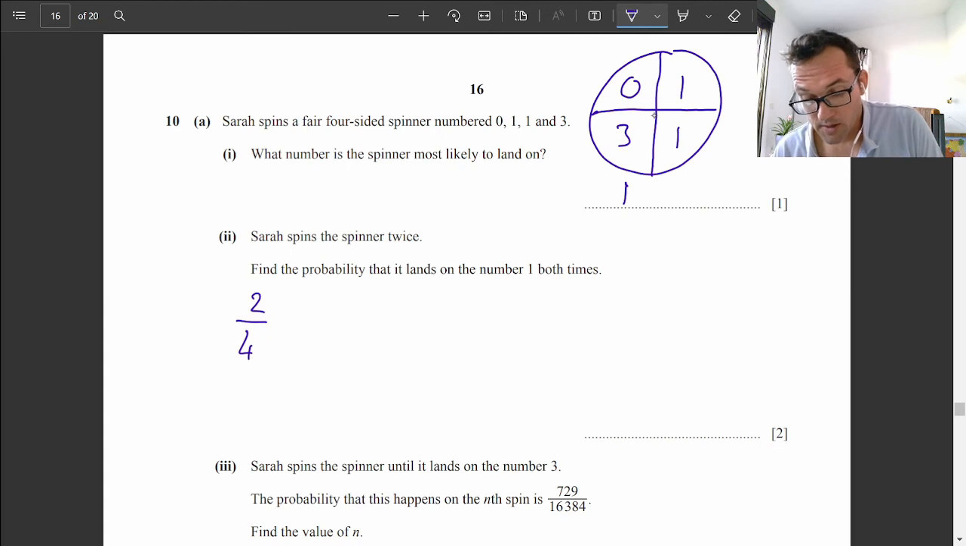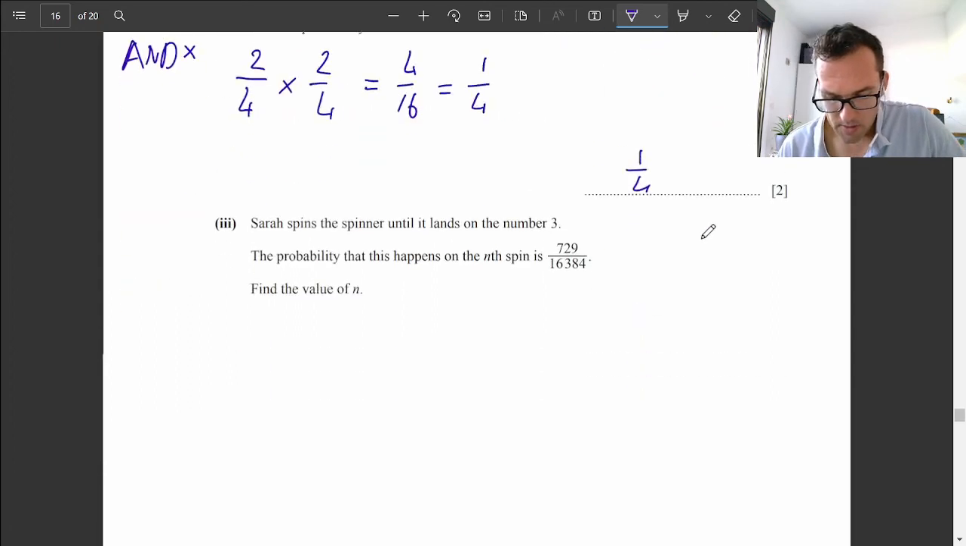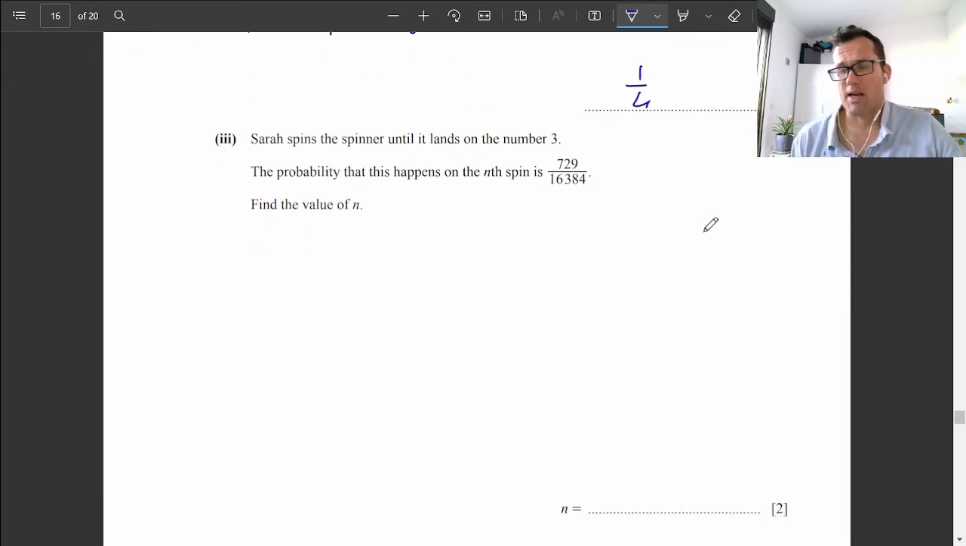And when we spin it twice, it means that needs to happen twice. And this and that, when we do the and, it's the and rule, we multiply. So we multiply it together. Half times a half is a quarter. So that's a quarter. Right, next question. Many candidates left this blank. Sarah spins the spinner until it lands on the number 3. The probability that this happens on the nth spin is that insane fraction there. Find the value of n.